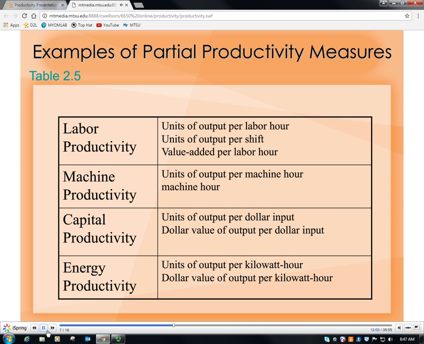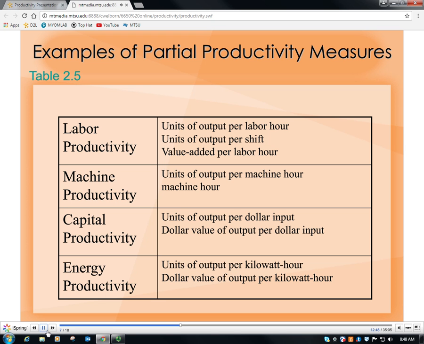So here's some examples. Labor productivity, that's one that many people in your industry focus on because you have a high labor content. Many of your operations have a high labor content, maybe compared to other industries. So your units produced divided by your labor hour. Maybe it's units of output divided by a shift. You talk about that, how many tons per shift, you hear that kind of phrase, or how many pounds per shift, or how many truckloads per shift. Sometimes value added per labor hour, and again I would jump back to that idea of operational definition. Exactly how do you define value added?